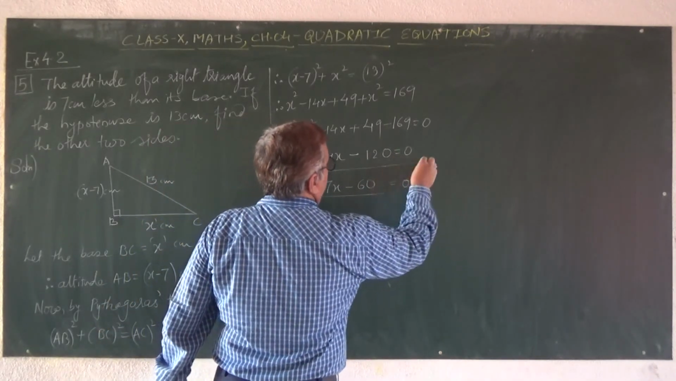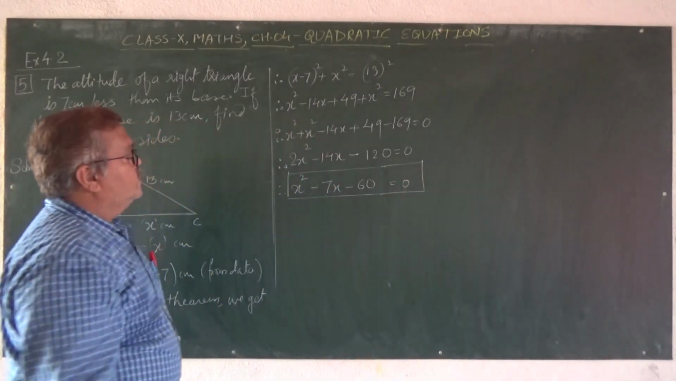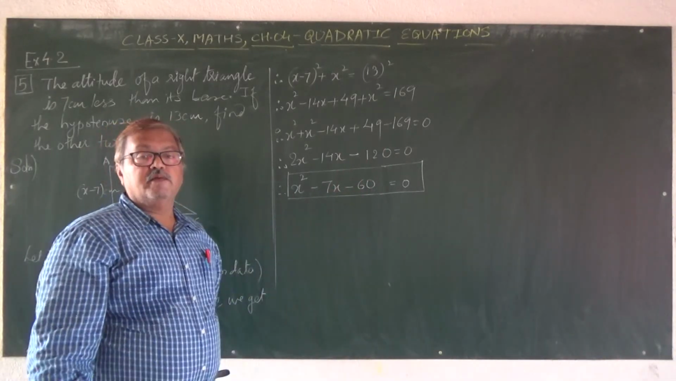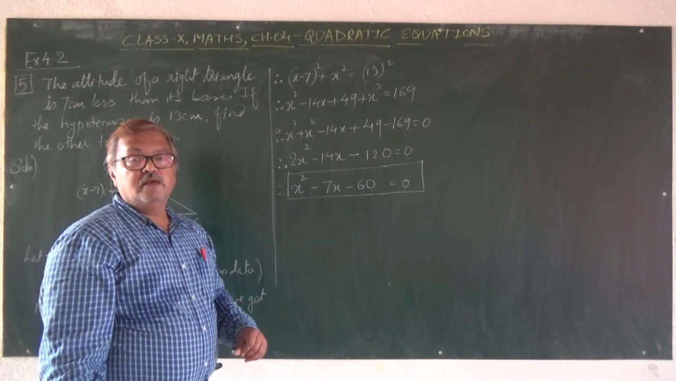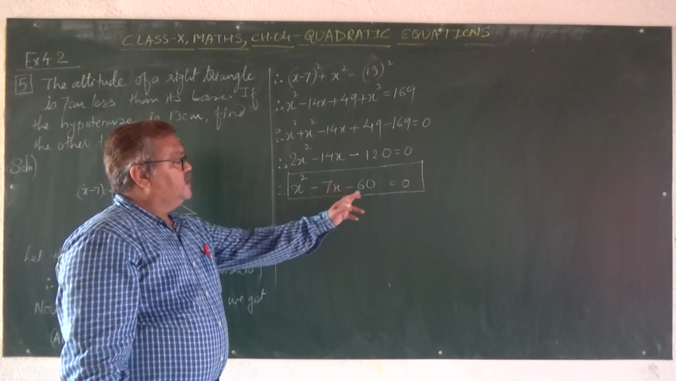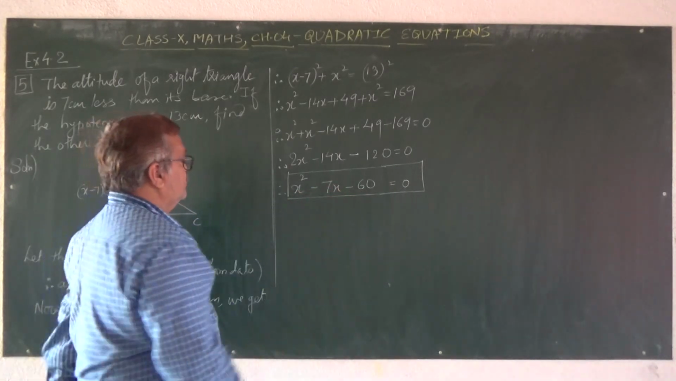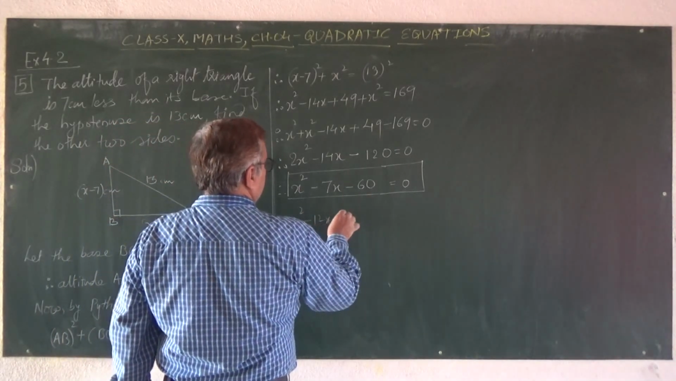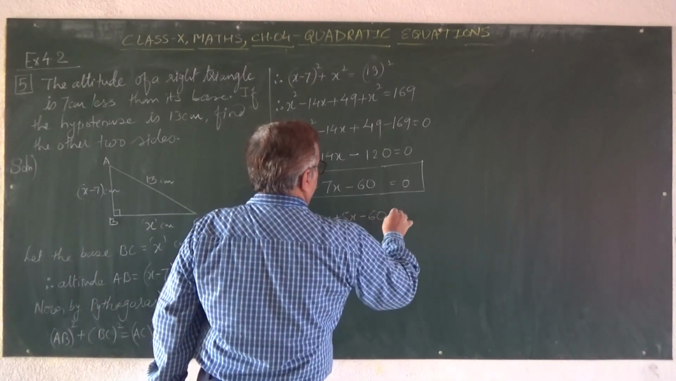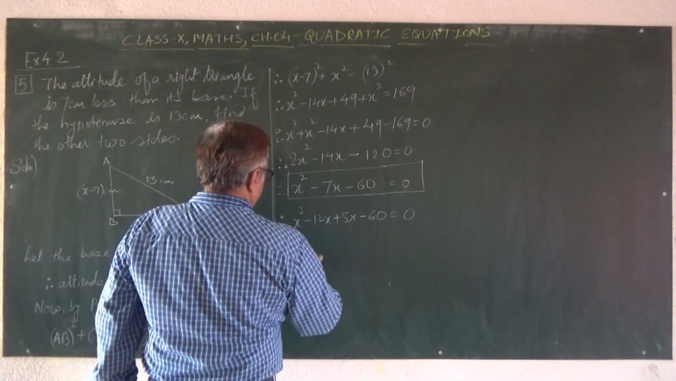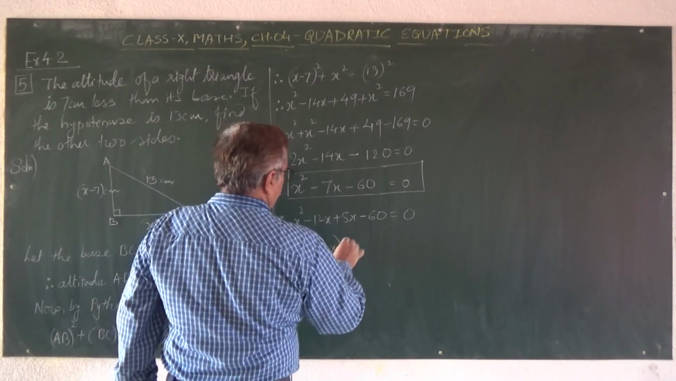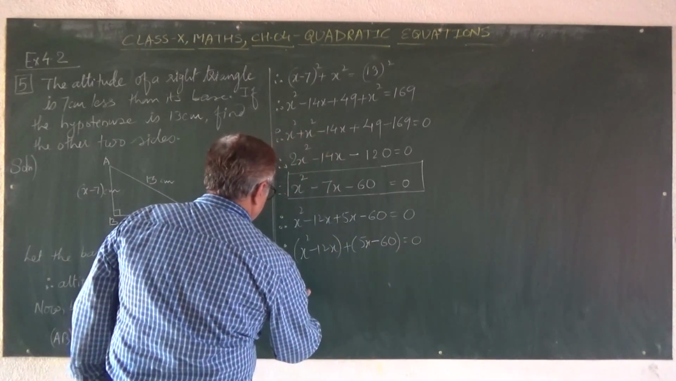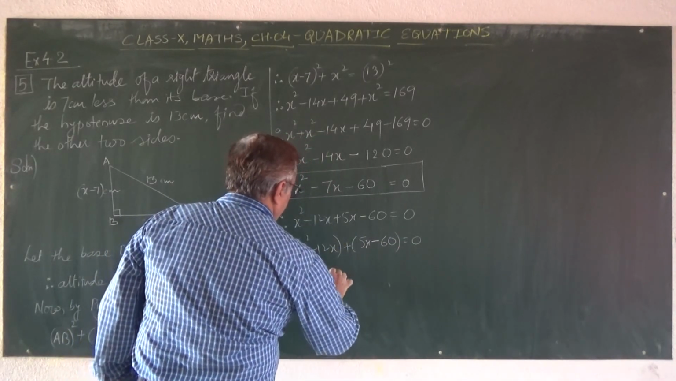So find two numbers whose product is minus 60 and whose sum is minus 7. 12 fives are 60, so minus 12 into plus 5 is minus 60, and minus 12 plus 5 is minus 7. You can do it orally also. So x square minus 12x plus 5x minus 60. So x square minus 12x plus 5x minus 60, so x minus 12.